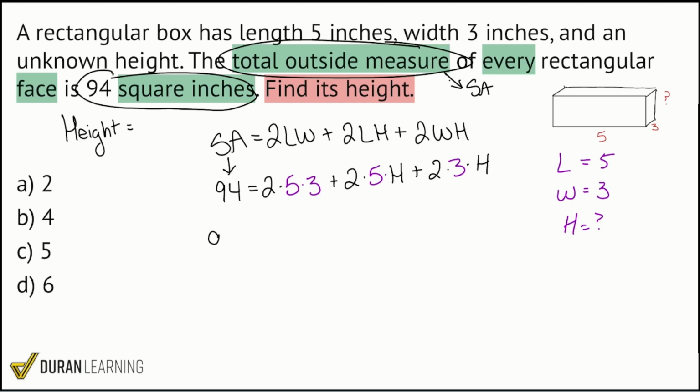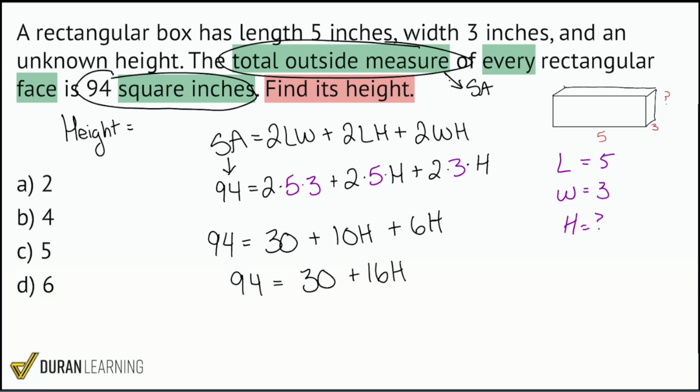So we have 94. Then we have 2 times 5 is 10. 10 times 3 is 30. Then from here, we have 2 times 5 times h, and that'll be 10h. From here, we have 2 times 3 times h, and that's going to be 6h. Boom. Now that we're here, let's continue to clean things up. So up next, we have these two terms that can be like terms. We will combine them. 10 plus 6, that's going to give us 16. So we have 94 equals 30 plus 16h.